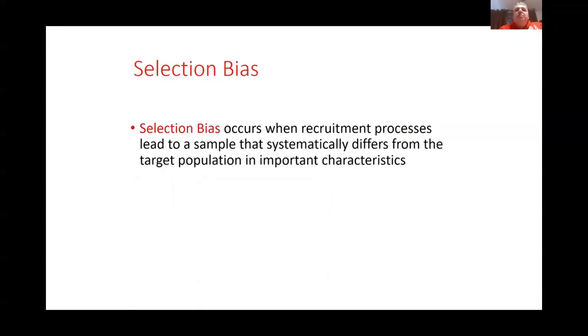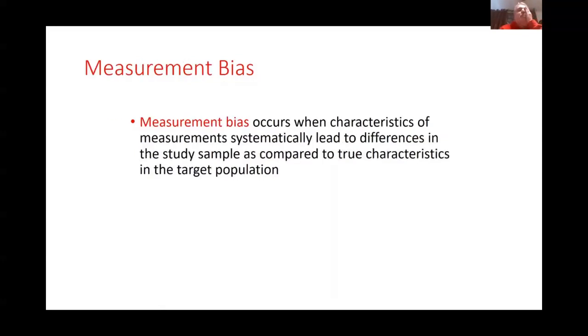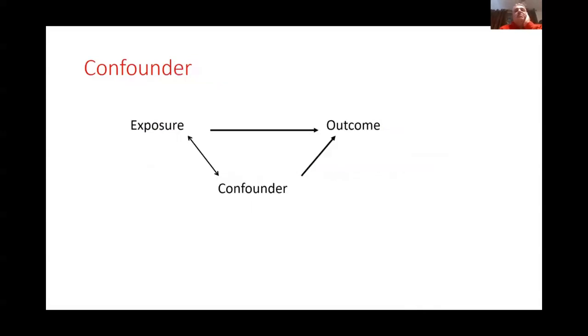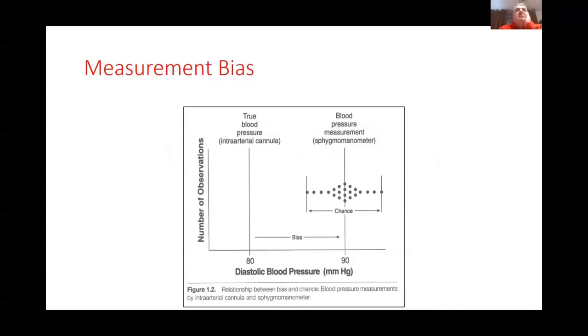Types of bias: I have selection bias, measurement bias, recall bias. What is selection bias? It occurs when recruitment processes lead to a sample that systematically differs from the target population in important characteristics. This happens when we do not respect appropriately the inclusion-exclusion criteria of my study design, of my study proposal. Measurement bias is when we are not using the same standardized way of measuring variables on my participants. This is the same example I just gave.